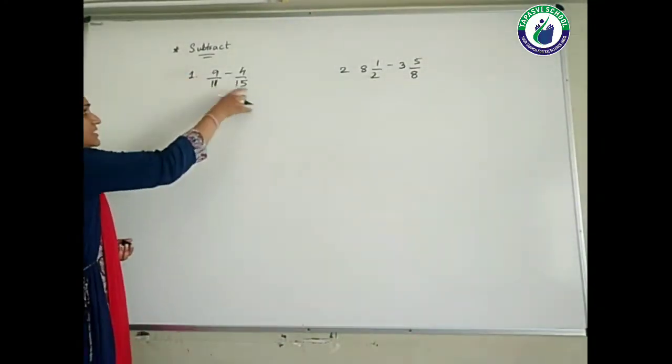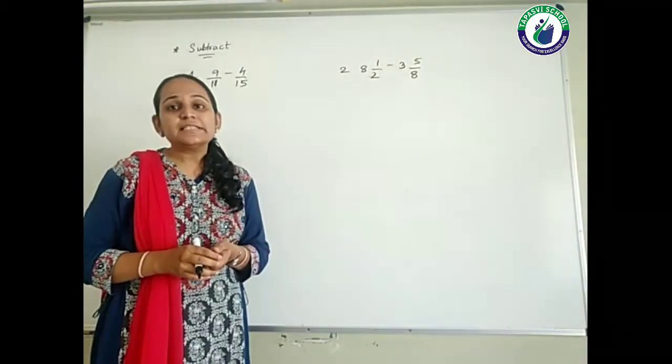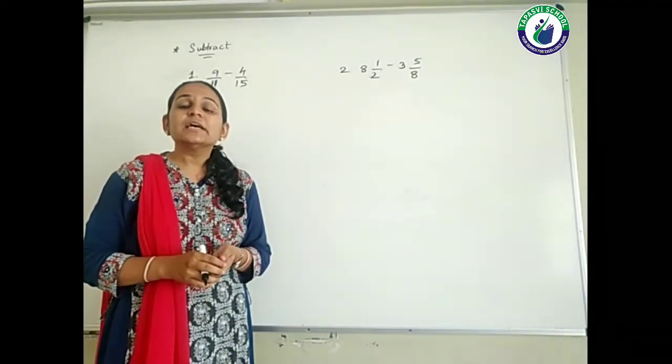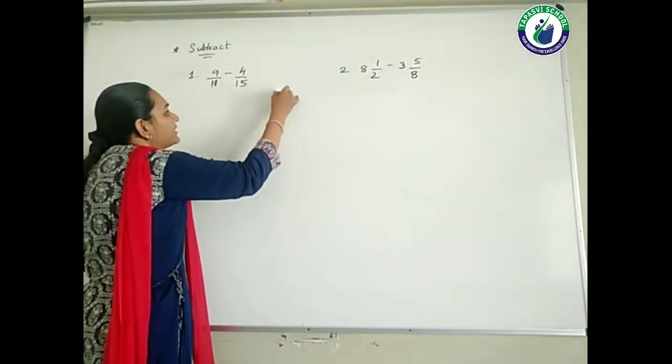So see, are the denominators the same? No, they are not the same. So first we need to make them the same. How can we make them the same, students? We can make them the same by taking the LCM. So I am taking the LCM of 11 and 15.